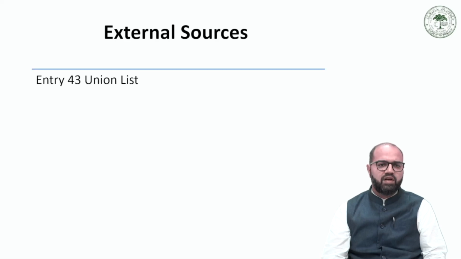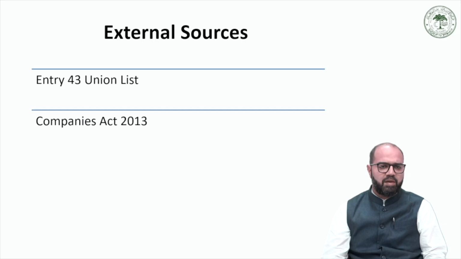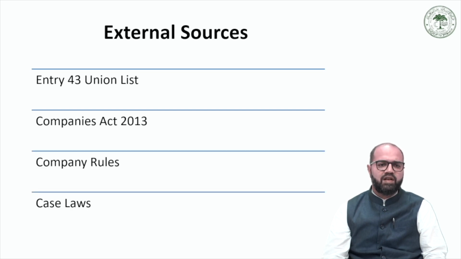Now, the external sources are the constitutional dimension, entry 43 of the Union List, which we discussed a short while back, the Companies Act 2013, the company rules, as well as case laws. By case laws, here we mean any judgment of any court which lays down a mandate on any particular dispute that has arisen between two companies or within a company amongst its various stakeholders. Because a judgment is by a court of law, which is not a part of the company, we label case laws or judgments of courts as external sources. So, in the hierarchy that we have just discussed, we have identified these four external sources.